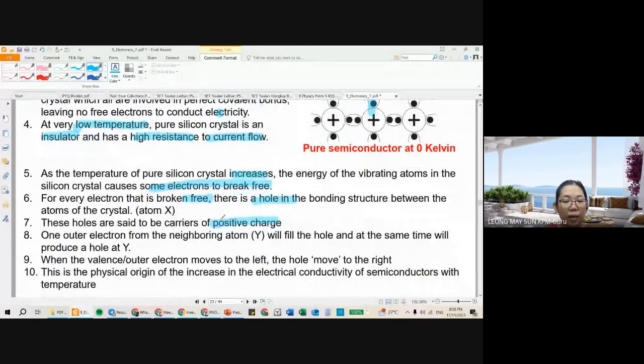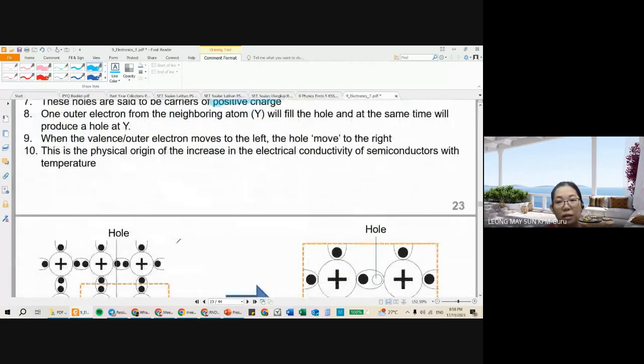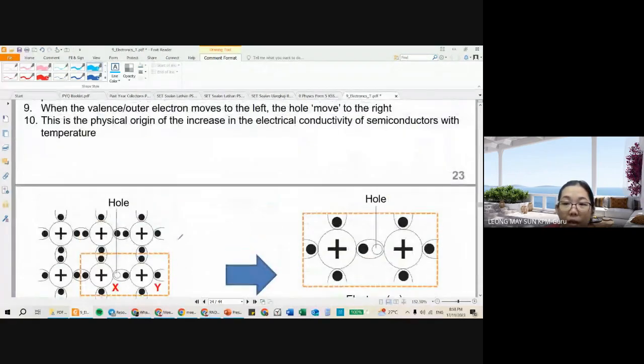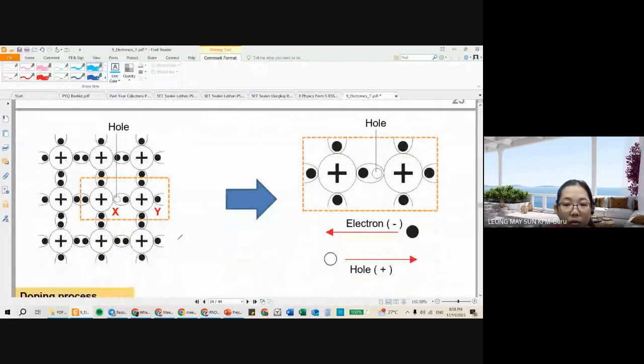So when there are holes, the electrons will start to move from one covalent bond to another towards the positive terminal. The main purpose is that the electrons want to go towards the positive terminal. So this is the physical origin of the increase in electrical conductivity. This is actually pure silicon.